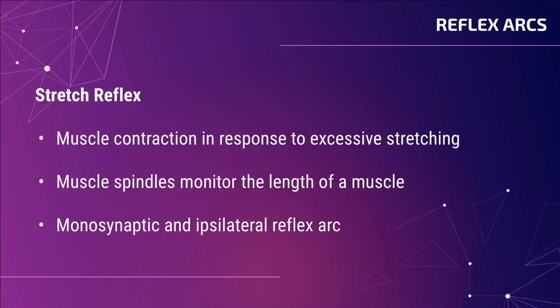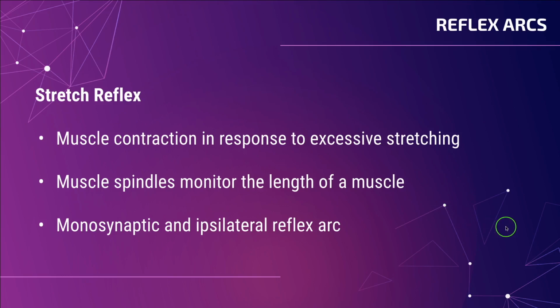And of course, there are different types of reflex arcs. So the stretch reflex is the typical one where everybody knows you get a reflex hammer and hit the knee, and the knee will have the knee jerk reaction, and that essentially says that yes, you've got good reflexes. So let's have a look at what's actually going on. A stretch reflex is a muscle contraction in response to excessive stretching. Muscle spindles monitor the length of a muscle. It's a monosynaptic and ipsilateral reflex arc. So it's only one synapse and it's on the same side.